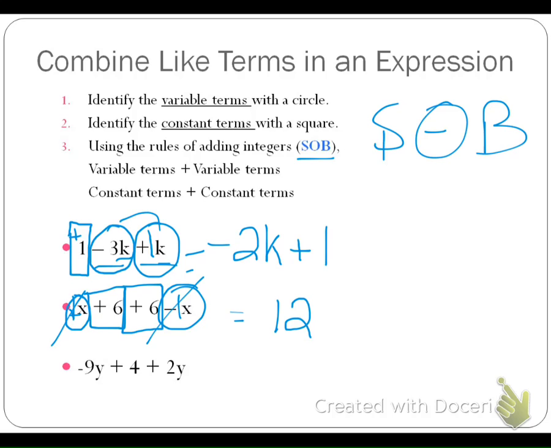It doesn't happen always, but occasionally you will have just one single number answer. But remember, usually when you're combining like terms in an expression, you're still going to have an expression left over, not a single term or a single number.